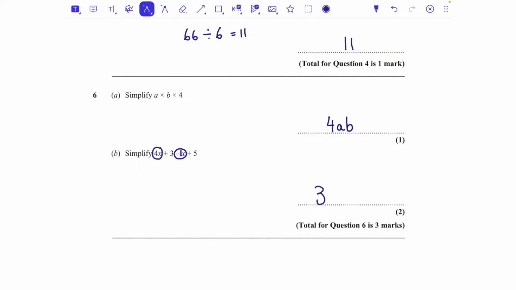So I'm just going to write 3x on the answer line, and then I've got plus 3 plus 5, and that all together makes positive 8. Now because it's positive 8, I can write plus 8. If we'd got a negative number, that's when we'd use a minus there in that answer.